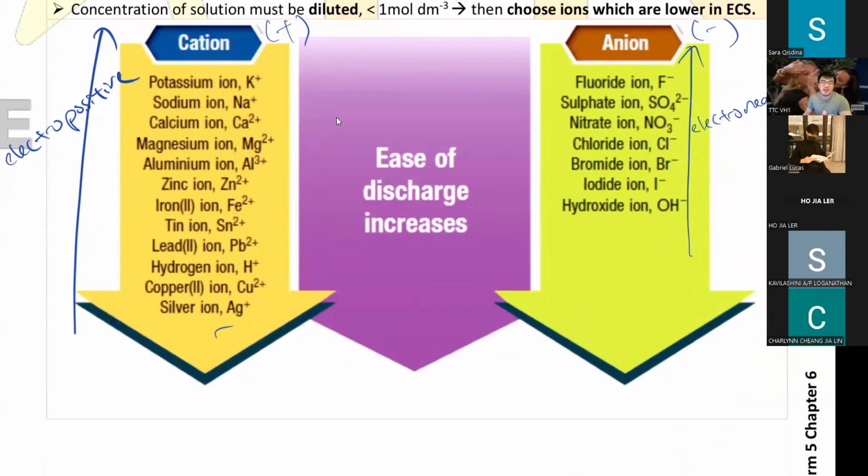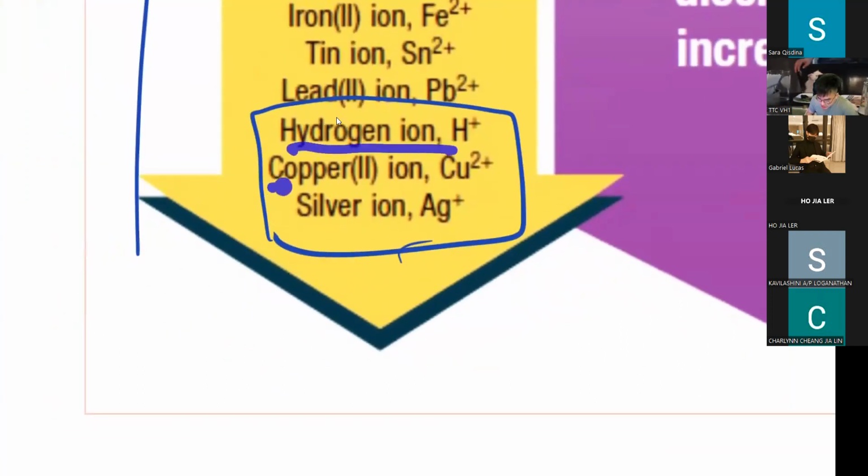And before you cry, let me tell you this. For the guys, let me cut your problem short. You only need to memorize the bottom three. Hydrogen, copper, silver. You only need to memorize these three. Yes, it will help if you memorize all, but there is no need to. I am letting you off easy here. Only memorize hydrogen, copper, and silver.